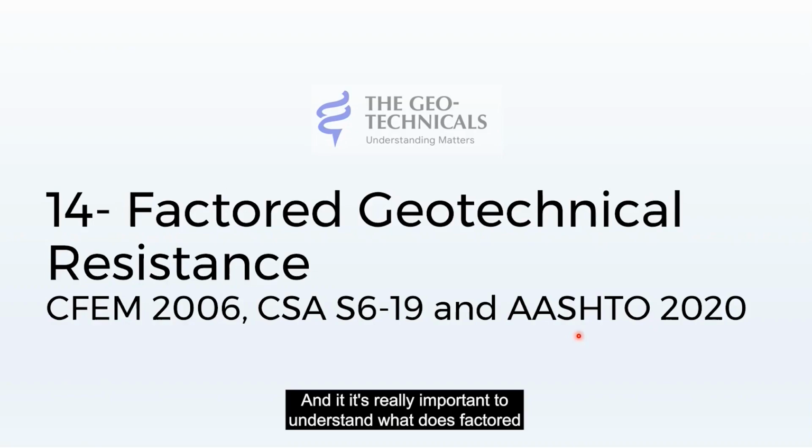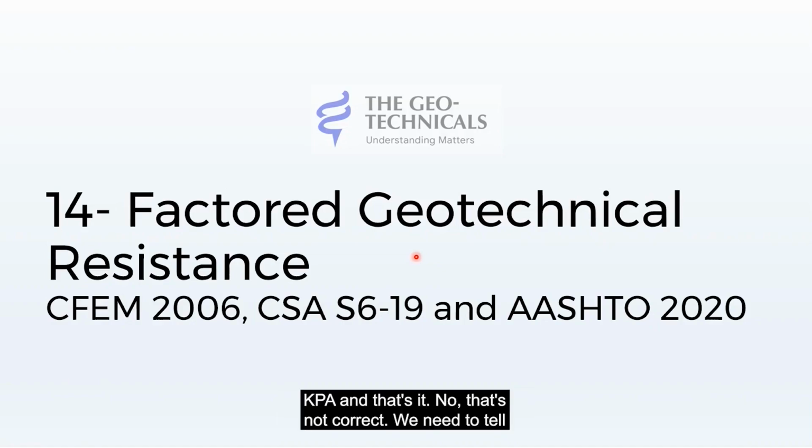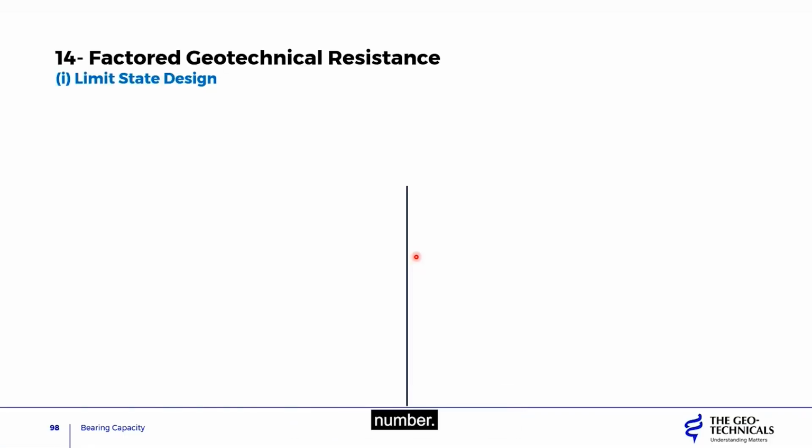It's very important to understand what factored geotechnical resistance means and how you can calculate that part, because that's basically what you recommend to the structural team. So we no longer recommend allowable bearing capacity. We don't tell them the bearing capacity is 100 kPa and that's it. No, that's not correct. We need to tell them your ultimate limit state bearing capacity is one number and your serviceability limit state bearing capacity is a different number.